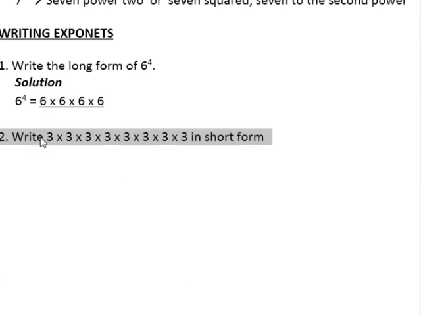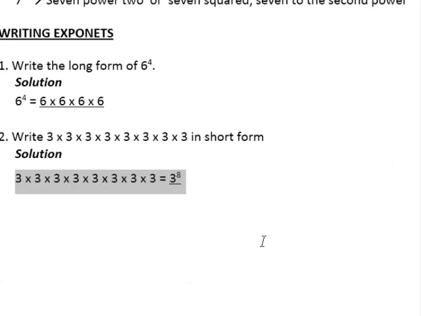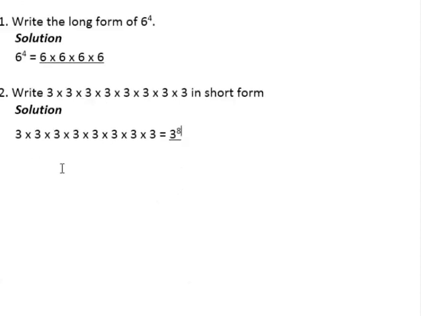Number 2: write 3 times 3 times 3 times 3 times 3 times 3 times 3 times 3 in short form. Let's see a solution for this one. We are going to see how to write in short form. Remember they are 8, so 1 2 3 4 5 6 7 8, so it is 3 power 8, because 3 has been multiplied by itself how many times? 8 times. This is how we write also in short form. You have to count these. How many are they? They are 8, so it is 3 power 8.